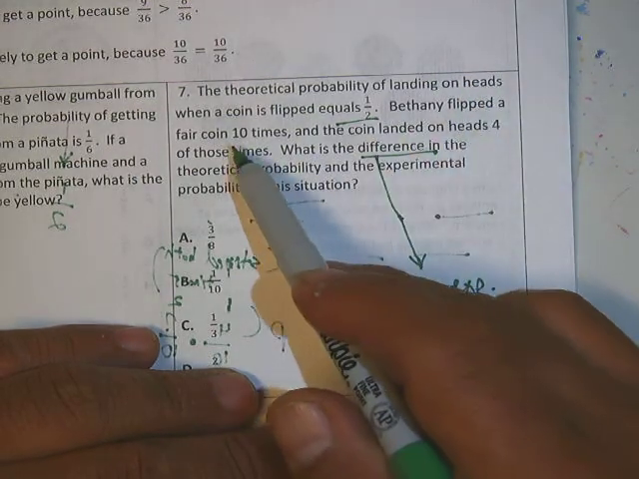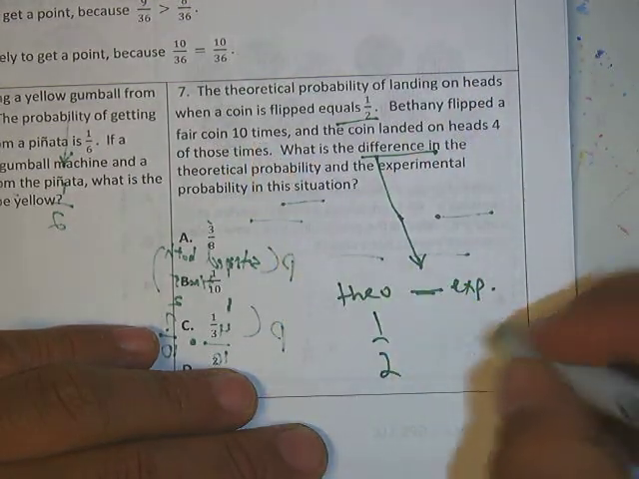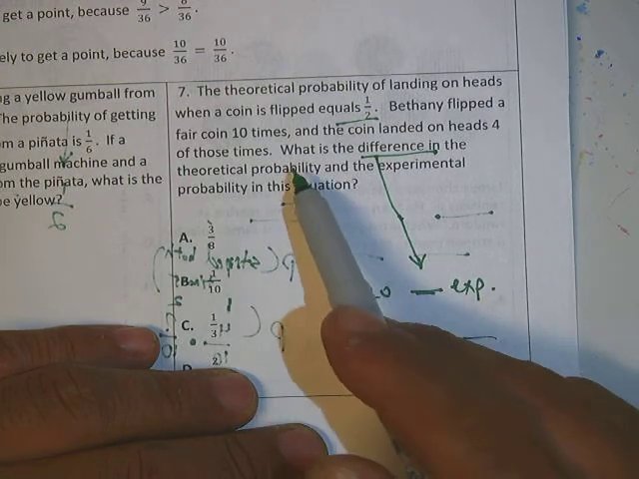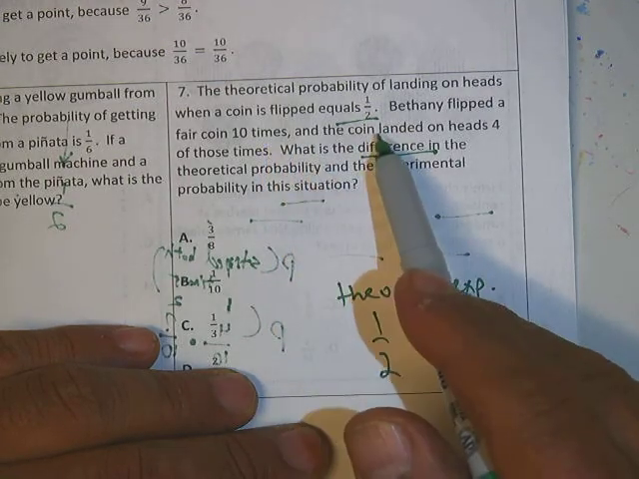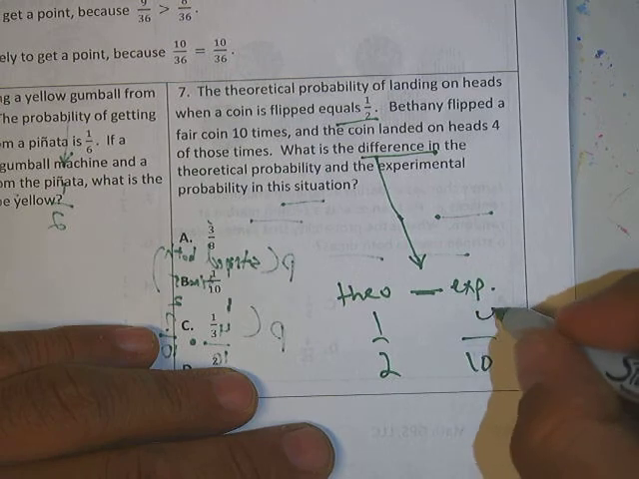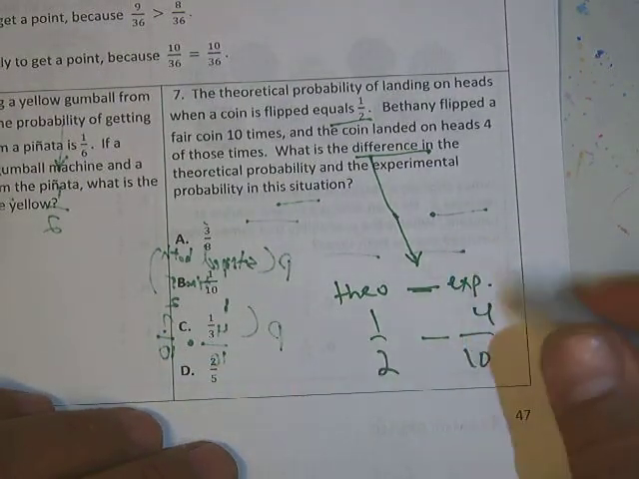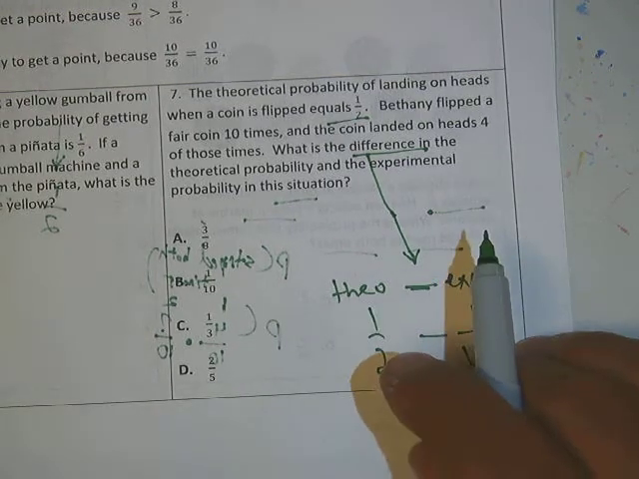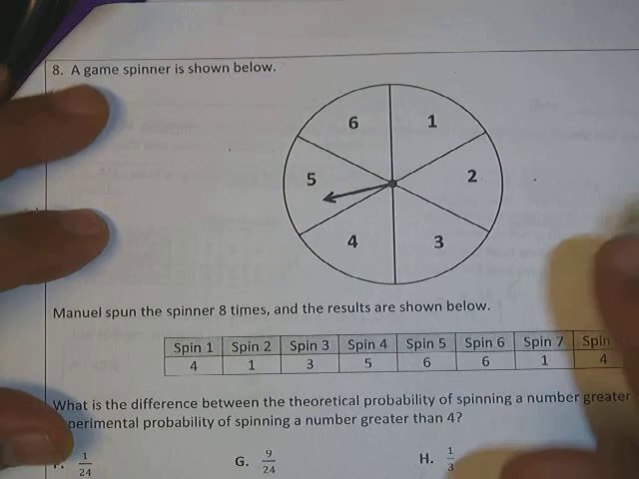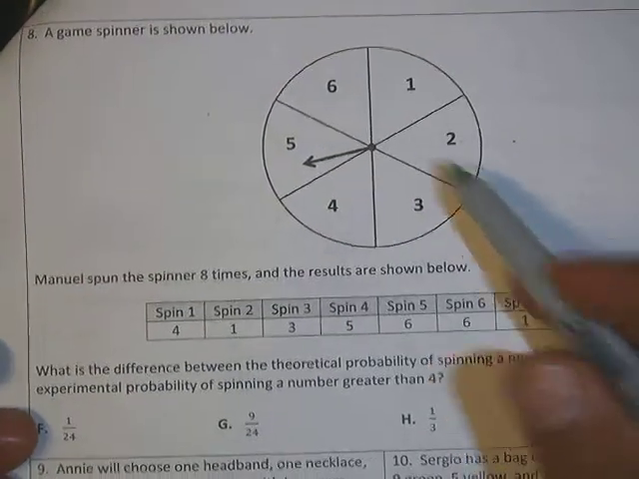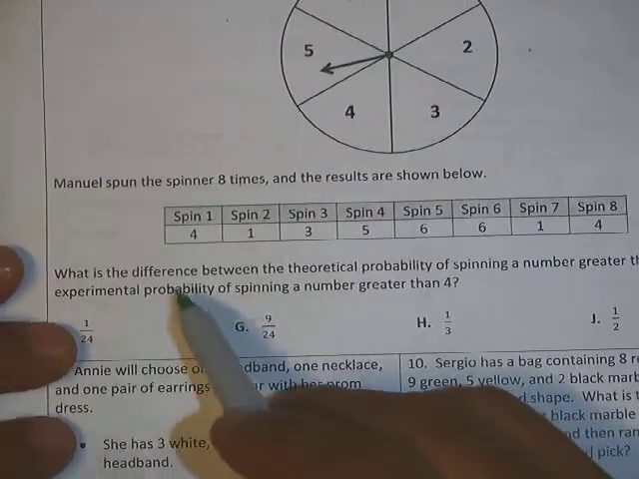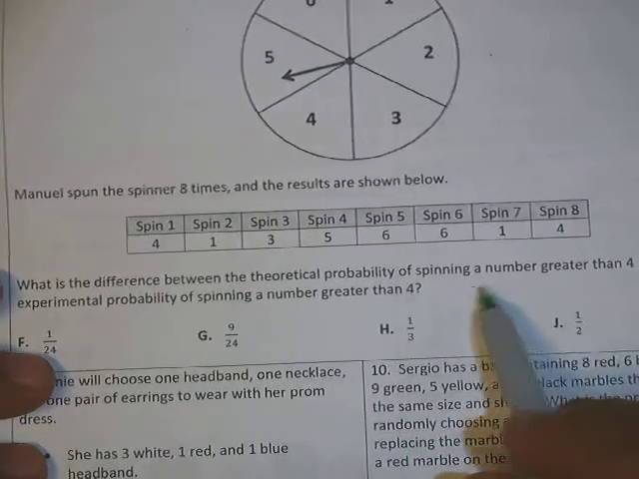Look, the theoretical of landing on heads equals 1/2. So that's 1/2. Experimental number, when you see the words flip, toss, turn, Bethany flipped a fair coin 10 times. Total, 10 times. How many times did they land on heads? The coin landed on heads 4 times. And then subtraction, subtract them. Find a common denominator. Use the butterfly strategy. And you'll get the answer.